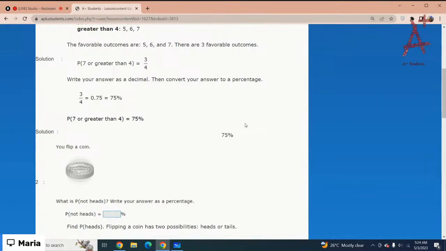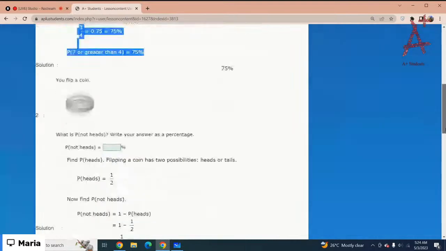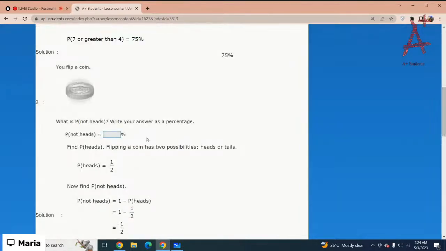Got it? Okay, the next one is you flip a coin. What is the probability of getting not heads? So not heads means tails. I just explained with the coin, flipping a coin just has two outcomes, head or tail. So if you are getting not head, it means you are getting tail. So probability of getting tail is 50% or 1 by 2. Got it?